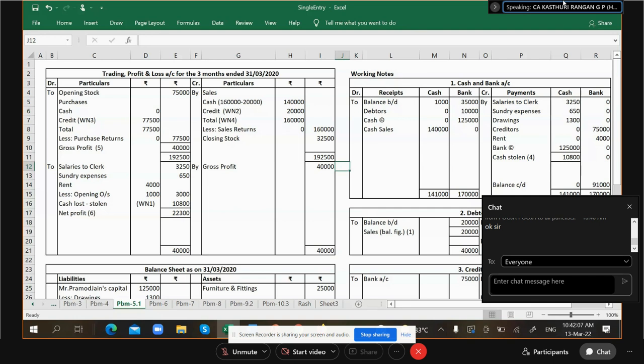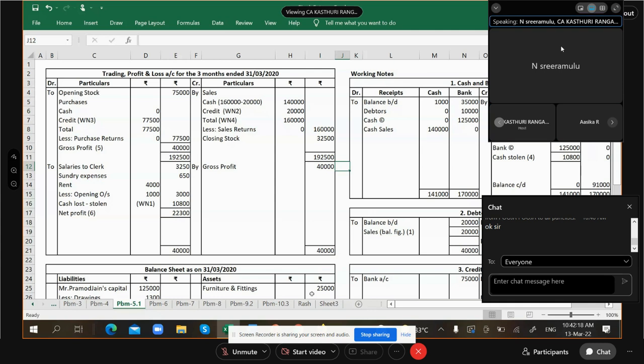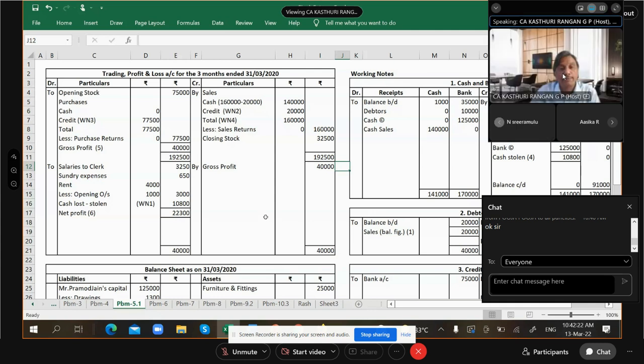Sri Ramulu, you should keep your mic in mute mode. By mistake, you have kept it unmuted. Please mute it. Whenever you have a question, you ask me. Otherwise, keep it muted. Okay.